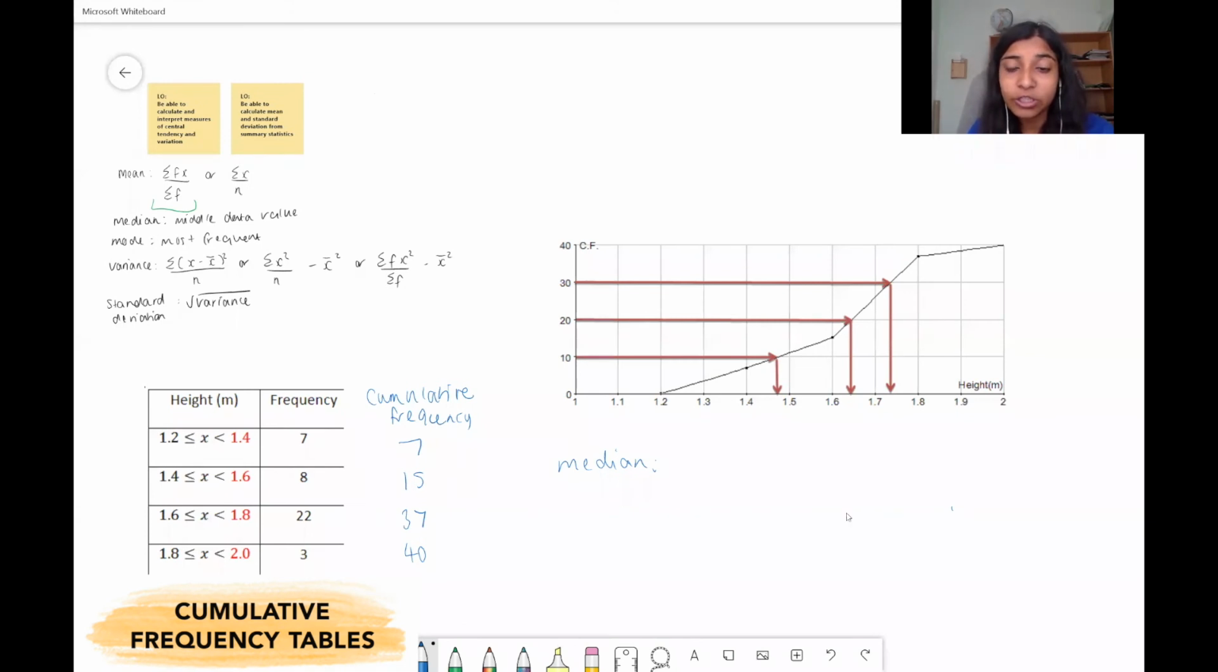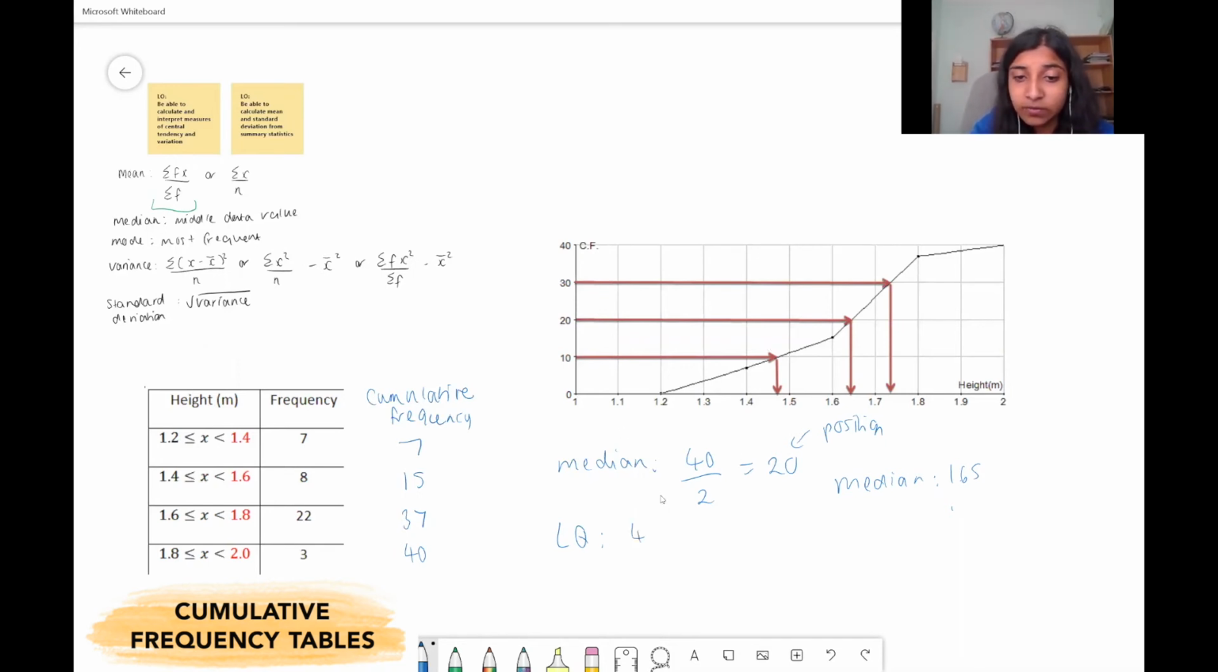And then to find our median, you want to work out your median position. So that will be what your whole frequency is, 40 divided by 2, so it would be 20. That's your position of the median. So you would go from 20 and see where that is on your graph and plot that point. So 20 goes to around 1.6. So that means your median is around 1.65.